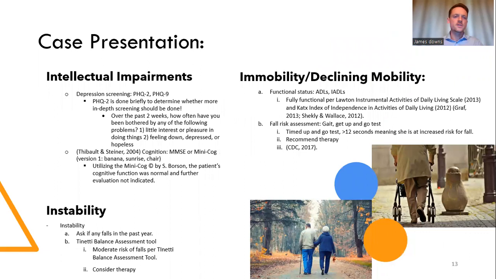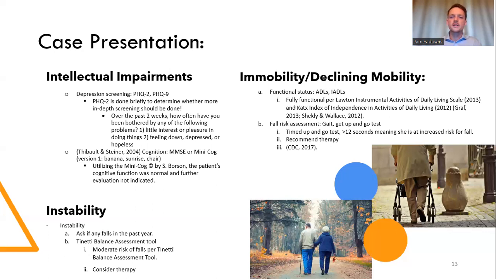So for intellectual impairments, doing the PHQ-2, the patient was all normal. The patient does have a history of depression, but she is on an SSRI, and that is well controlled. I did the Mini-Cog with this patient, and that screening was negative for any cognitive difficulty. For instability, doing the Tinetti balance risk assessment, in light of recent falls in the past couple of years, it determined her to be a moderate risk of falls. So we should be considering therapy.